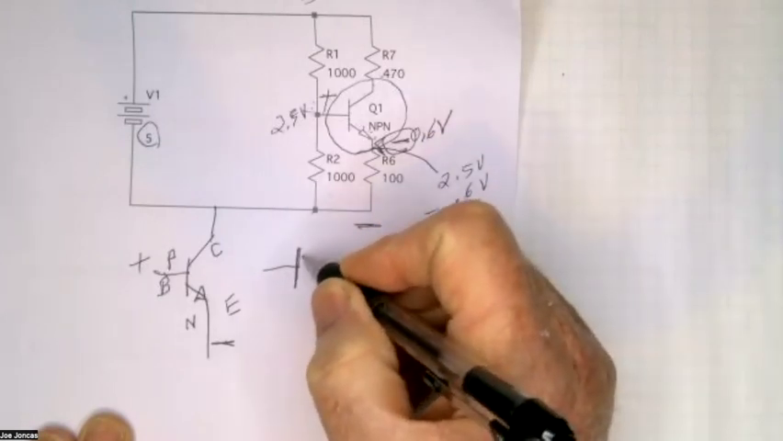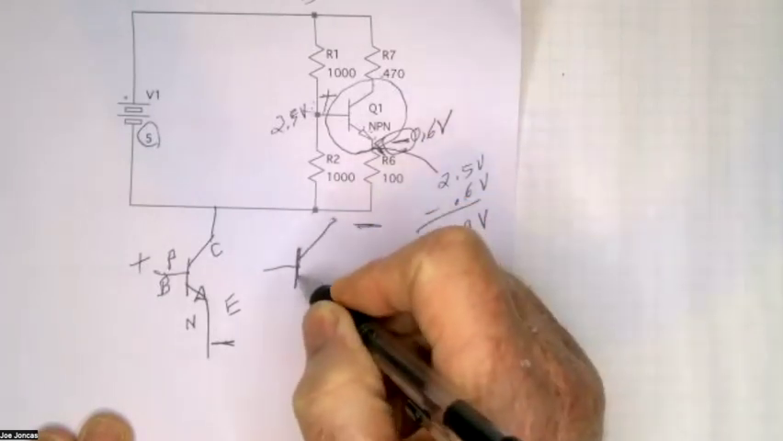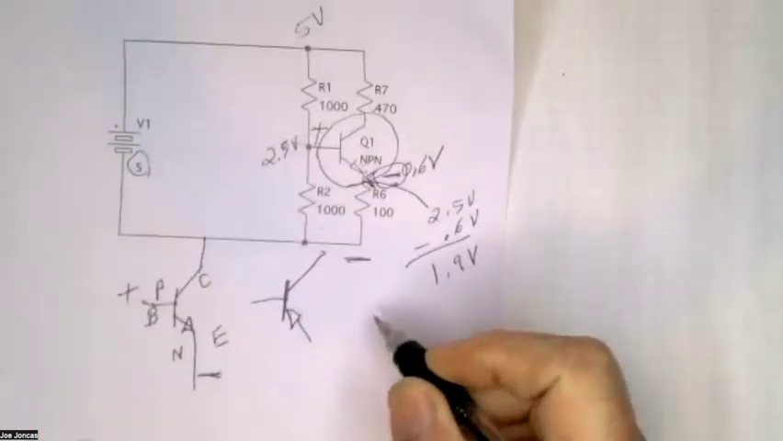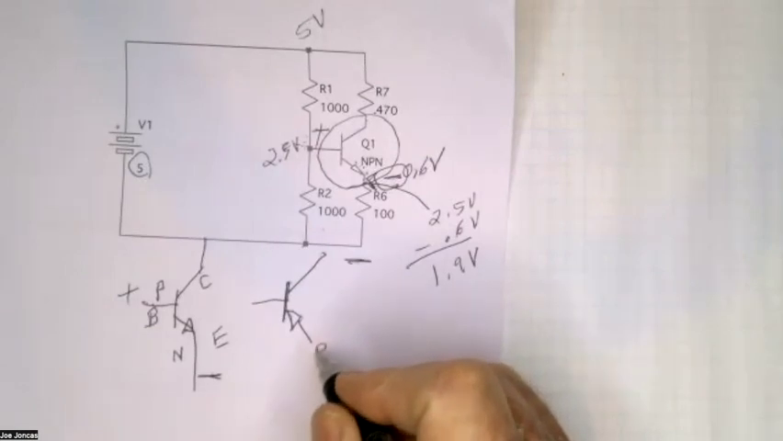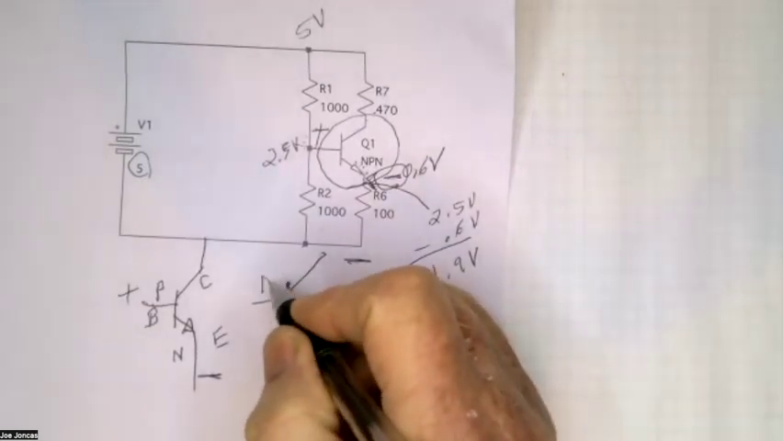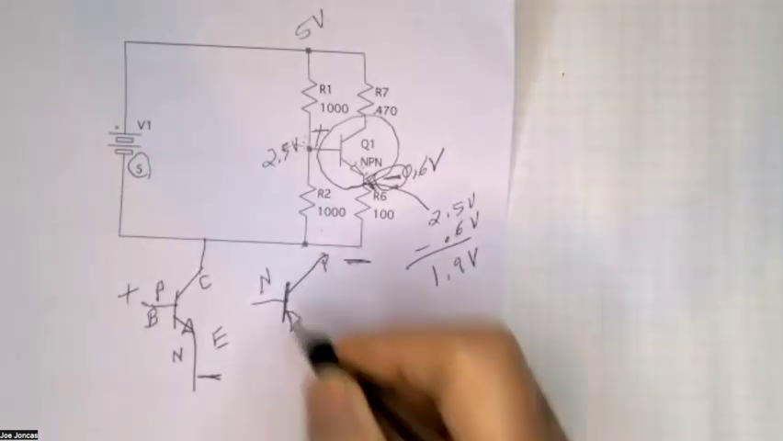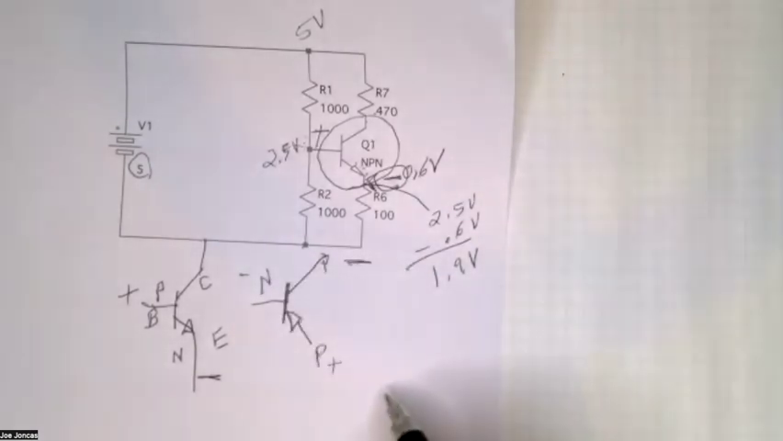Here's the base, here's the collector, and here is the emitter. This is P, N, P. So look at this as positive to negative. Yep, that's a good way to do it.